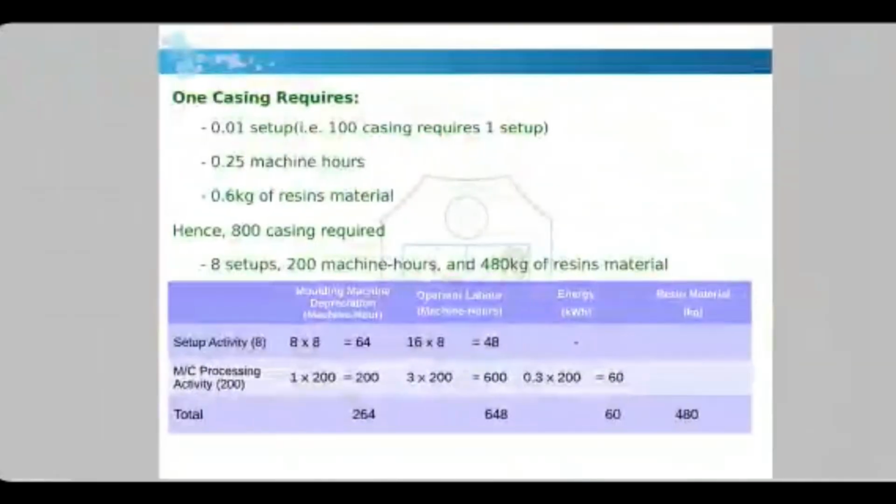So this is what is written here. For one casing requirement, 0.01 setup, so 0.01 into 800 will be 8 setups. 0.25 machine hours, so 0.25 into 800 will be 200 machine hours. And 0.6 kg of resin material, so 0.6 into 800 will be 480 kg of resin material.